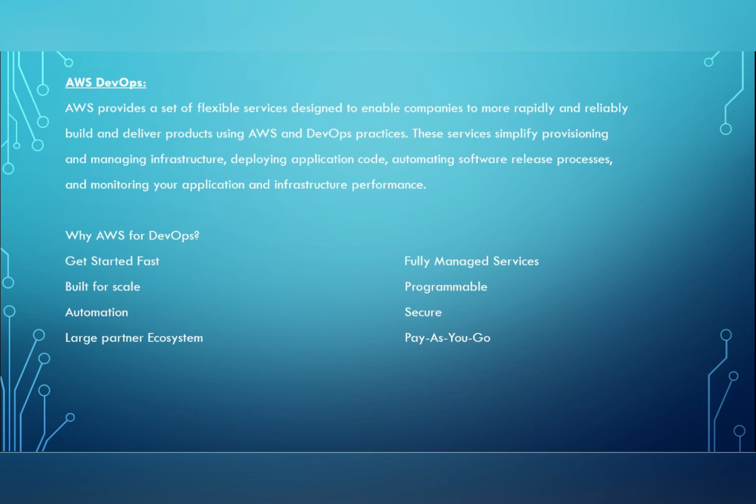That is, get started fast. It is fast, with fully managed services already built in to AWS, and it is built for scale. That means we can build at large scale, it is programmable, so we can automate everything, and it is secure. Security-wise, it is powerful, with a large partner ecosystem, because it is cloud, right? It is located in multiple locations, and it is pay as you go. For the services you use today, or for 1 hour or 2 hours, you can pay for just that. These are the major features and benefits if you use AWS for DevOps.